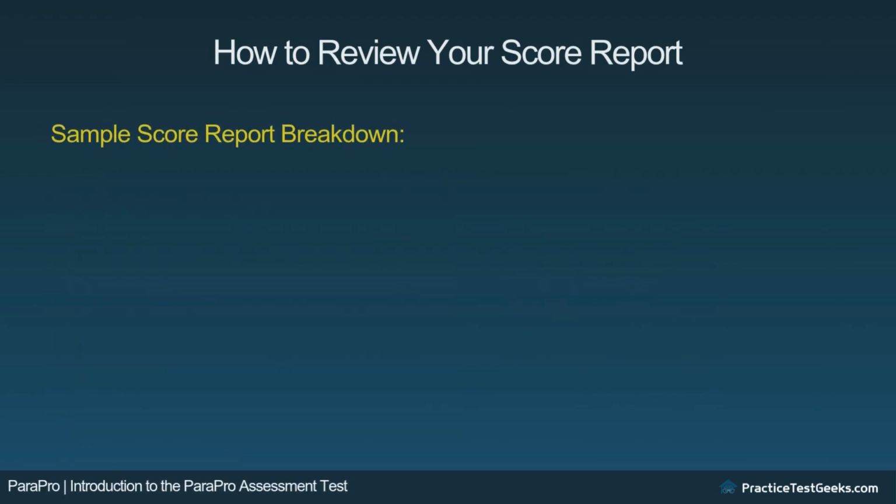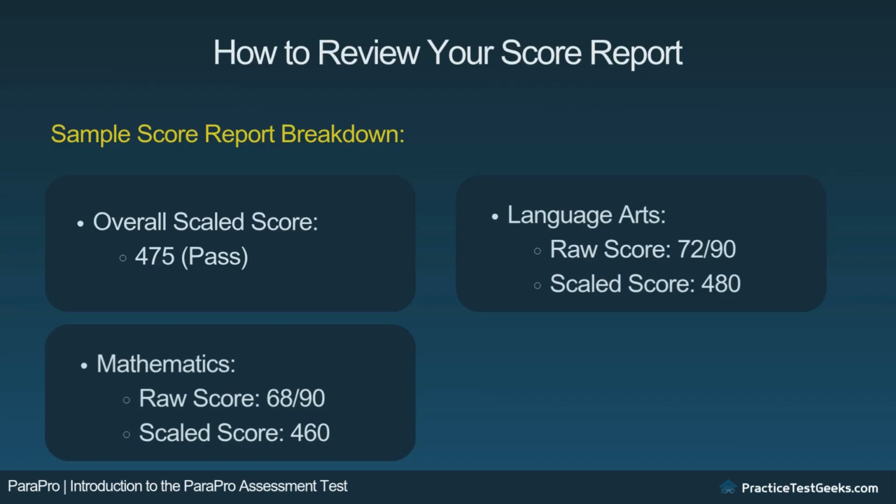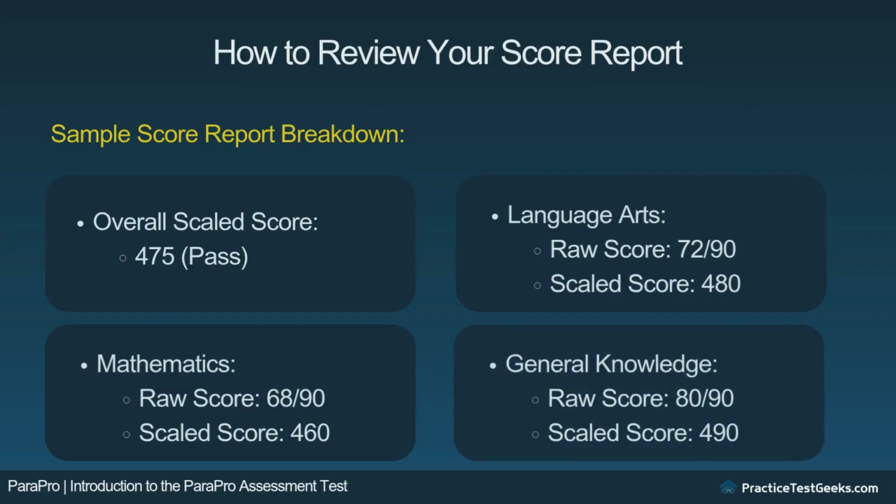Sample score report breakdown. Overall scaled score, 475. Pass. Language arts. Raw score, 72 out of 90. Scaled score, 480. Mathematics. Raw score, 68 out of 90. Scaled score, 460. General knowledge. Raw score, 80 out of 90. Scaled score, 490. The general knowledge section shows the highest performance, while the mathematics section may indicate areas for further study. This breakdown allows test takers to focus their preparation on the areas with the most room for improvement.